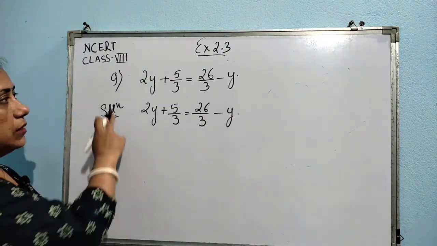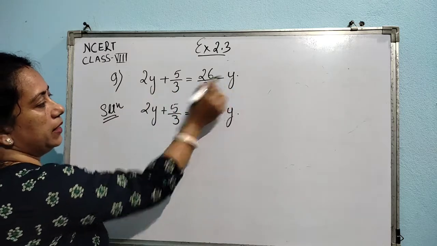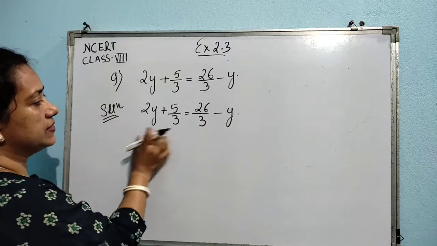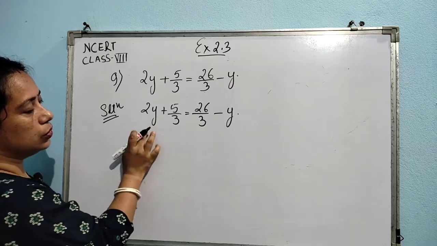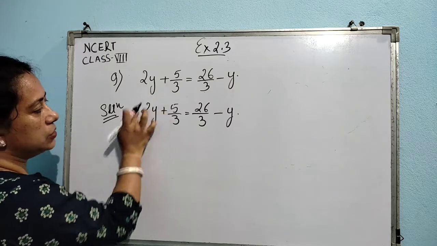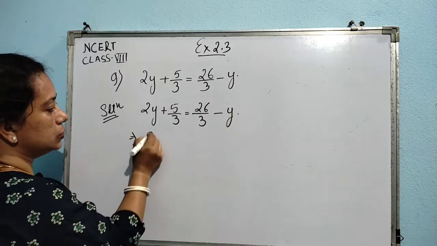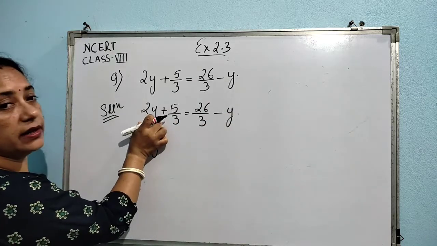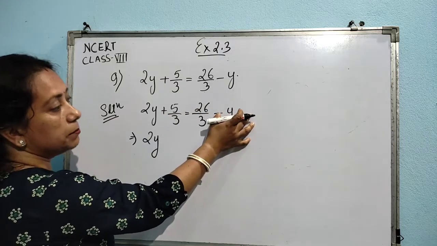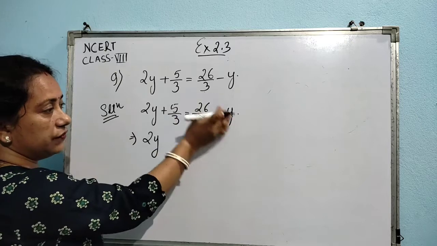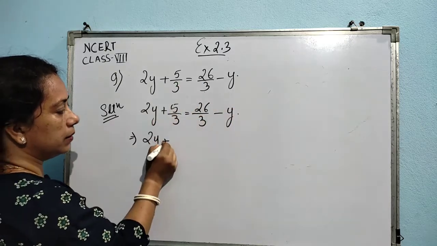So here is question number 9. 2y plus 5 by 3 equal to 26 by 3 minus y. So I have started. Here what is the variable? Y, isn't it? So which are the terms having y? 2y is one term and this minus y is another term. So 2y is going to be there in the left hand side only. Here see, it is in the RHS. Here it is minus y. So if it changes its side from RHS to LHS, it will become plus y.